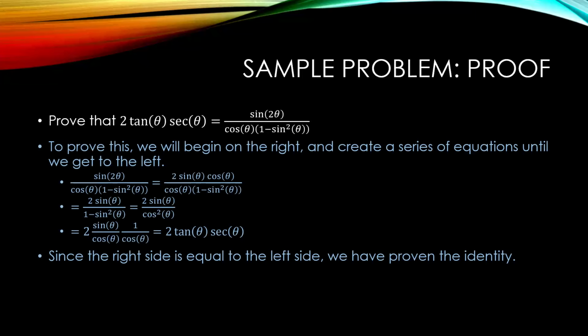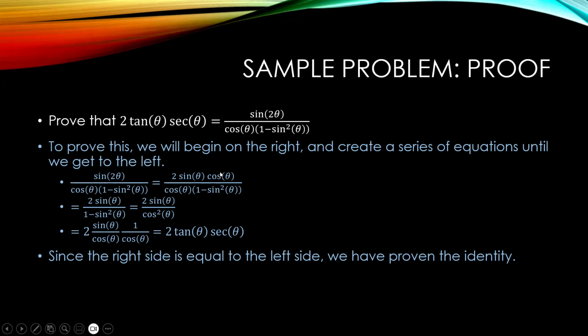The way you would approach it is you have to basically create a string of equations where you just apply substitutions or other properties to try and simplify one side until you get to the other side. And so in this case, starting with the right side, sine of 2 theta over cosine of theta times 1 minus sine squared of theta.